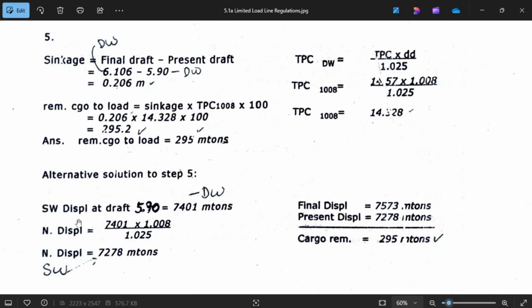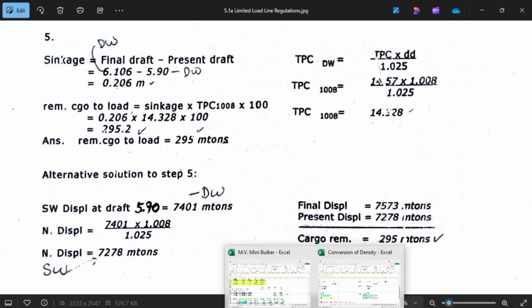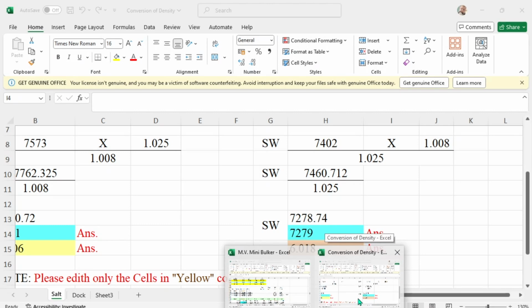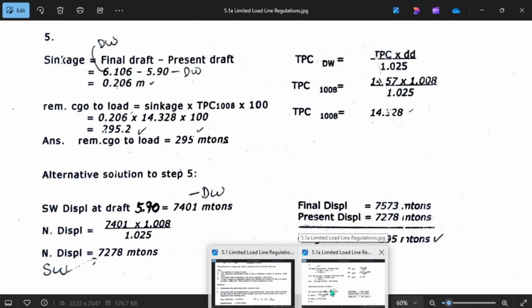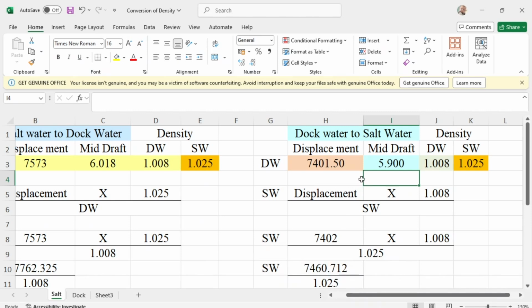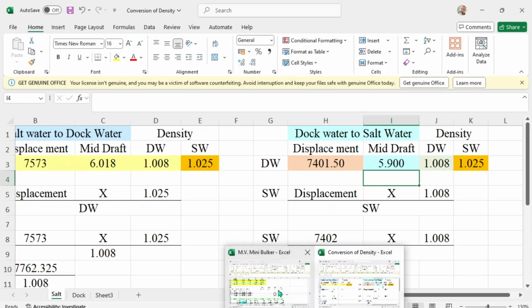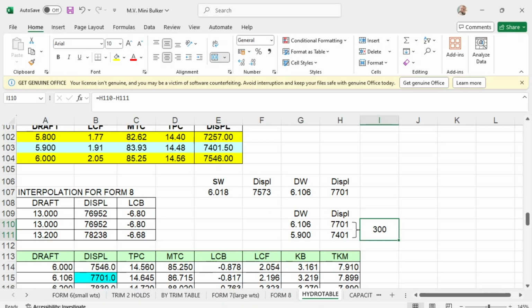It says here the salt water displacement of 5.95 is 7401. Okay, and the displacement, this will be dock water, and he converts this one to salt water, which is 7278. Okay, we check this one, guys. Dock water is 1.018. How much? It says here 7401. So here 7401, and this is 5.90. Check this one. 5.90 will be 7401.5.